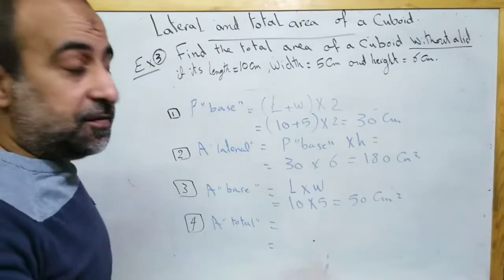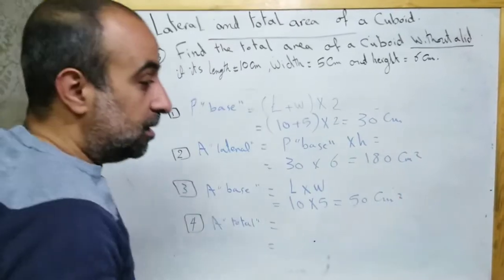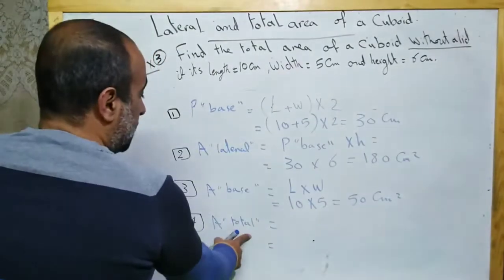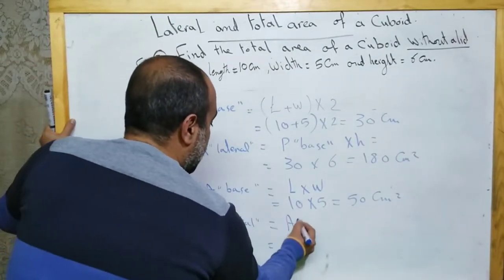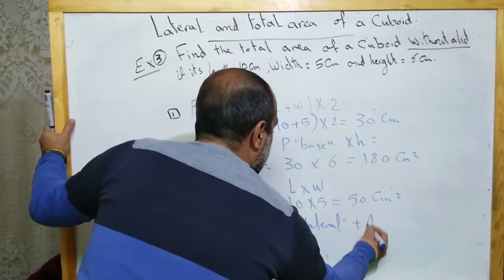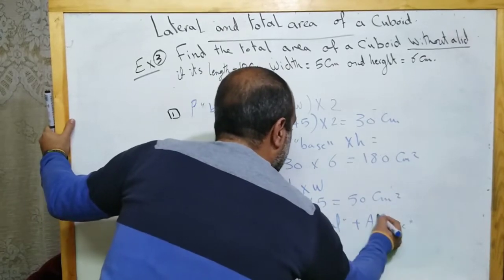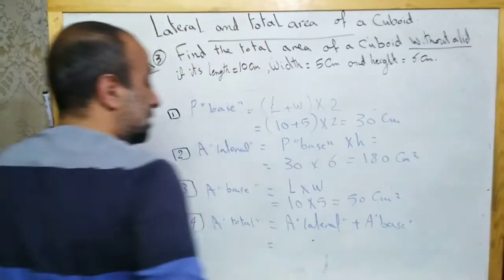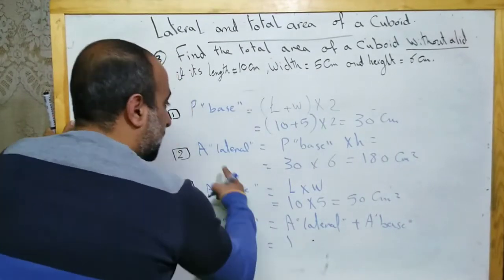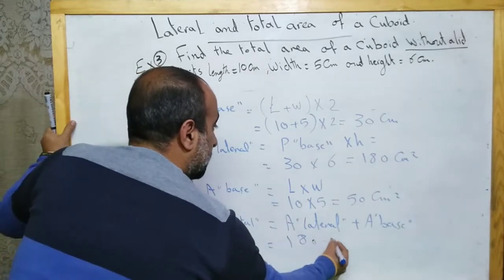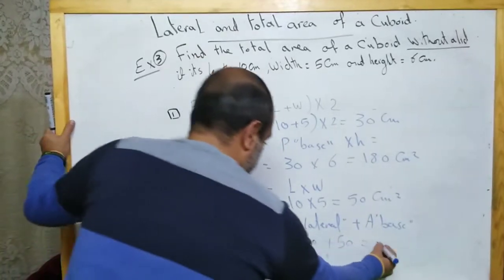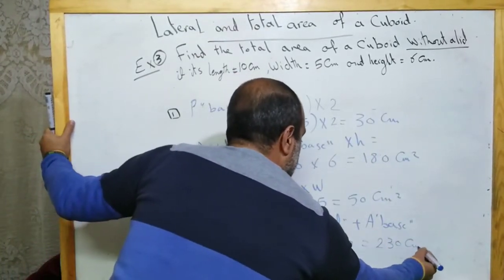And now the only difference between these 4 steps and the previous 4 steps is in the last step. The total area equals the lateral area plus just one base because it's without a lid. The total area equals the lateral area, which is 180, plus the area of one base, just 50, it will be 230 square centimeters.